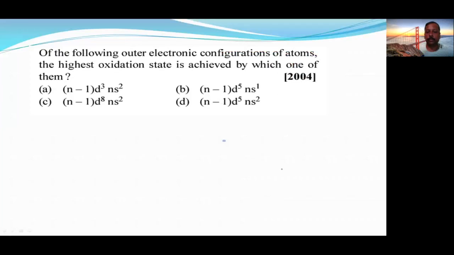Now with these questions you will have an idea. There is a tendency of repetition of concepts but not questions. In the previous question we did highest oxidation state is achieved by, but that time it was 3D, but here it is n-1. So the answer will be D. There it was 3D5. That's why there is very good use if you go for previous year question solving. I think all of you will do that in every chapter.